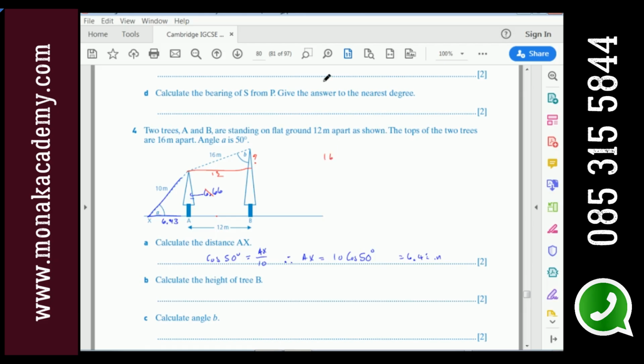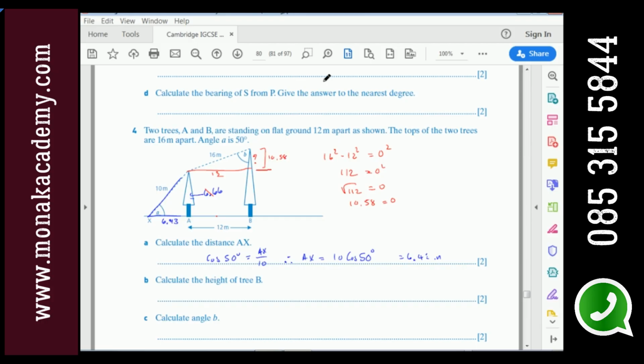So 16 squared minus 12 squared equals to that part, which you can call O squared. 16 squared minus 12 squared is 112. So 112 equals O squared. So root 112 equals O. 10.58. Okay, so we now know this part is 10.58.